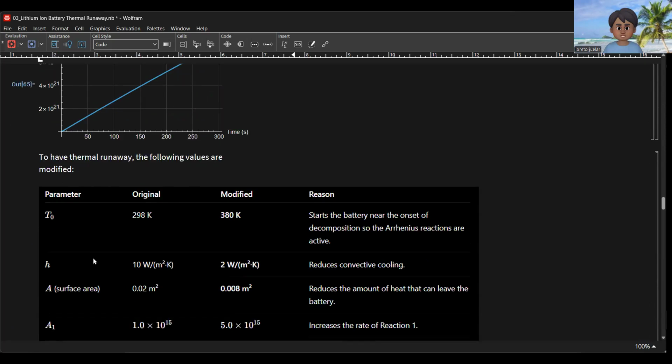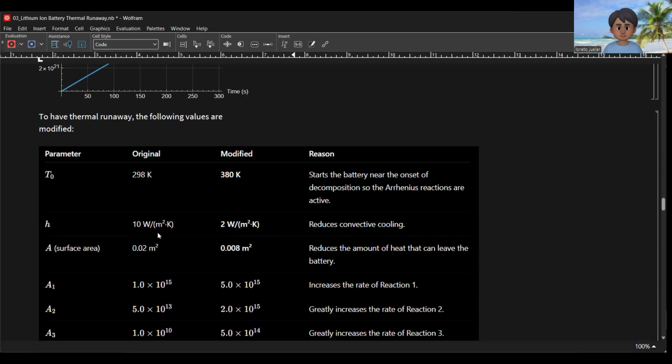modify the given values. For example, from the original 298, we can modify the temperature to 380 Kelvin. So we start the battery near the onset of the decomposition, so the Arrhenius reactions are active. For the convection coefficient, the original is 10 watts per meter squared Kelvin. So we make it 2 watts per meter squared Kelvin. Then for the area, 0.02, let's make it 0.08. So we reduce the convective cooling here, and for the surface area, we reduce the amount of heat that can leave the battery.